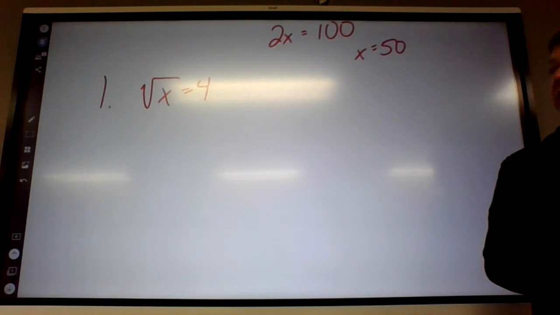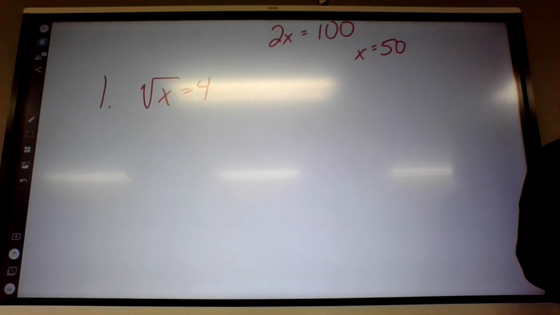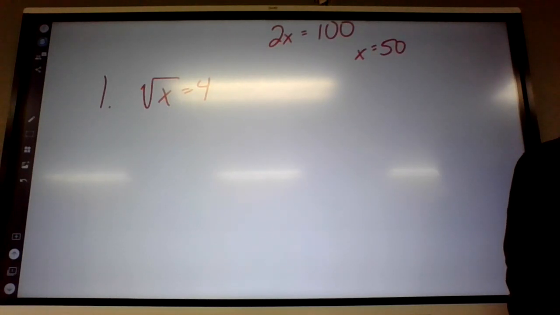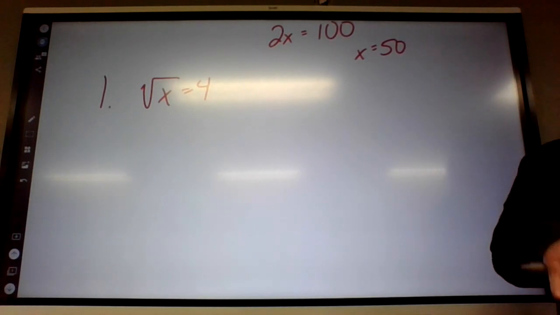So, Josiah, what do we do to get rid of a square root here? I probably should pay attention then. Any ideas? Leah? What's the opposite of a square root?